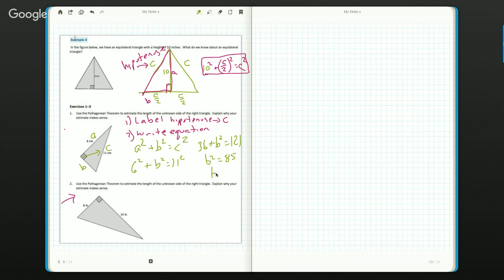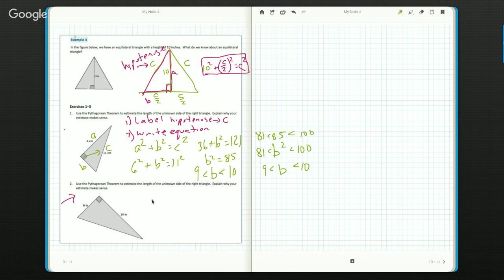So B is between what two numbers? Well, 81 would be 9, so we know that it's between 9 and 10. Because remember, B squared is between 81 and 100, because B squared is 85. So we know that B must be between 9 and 10.